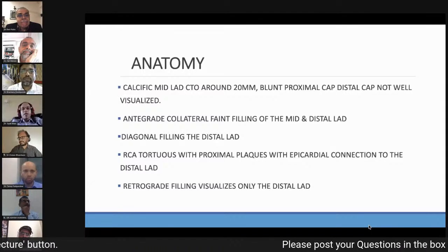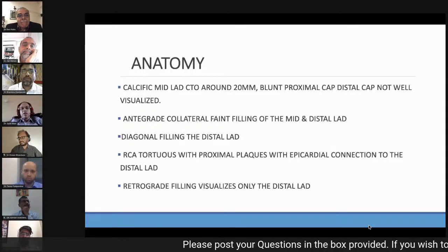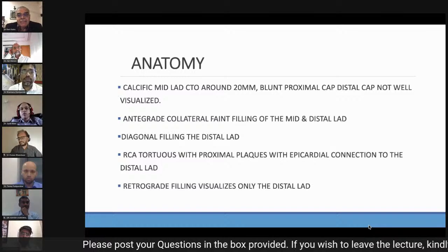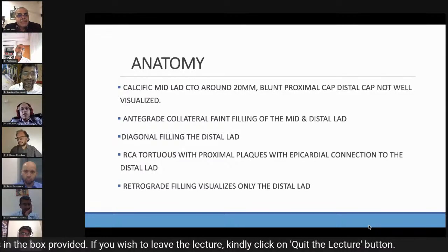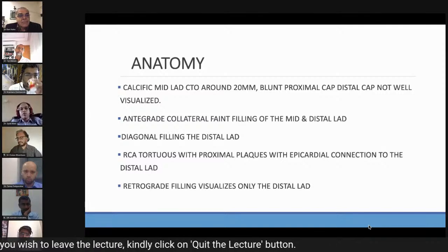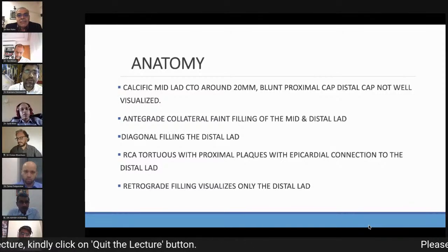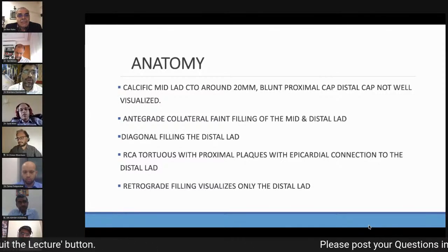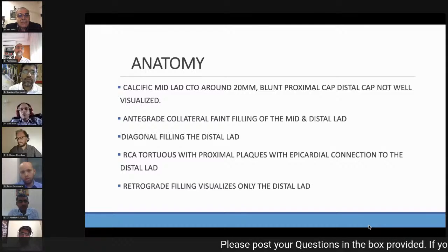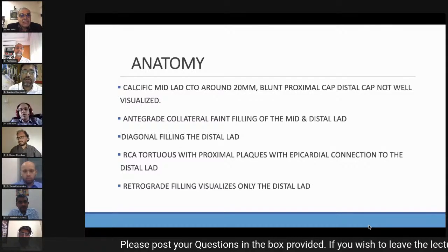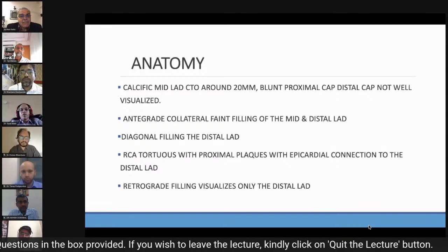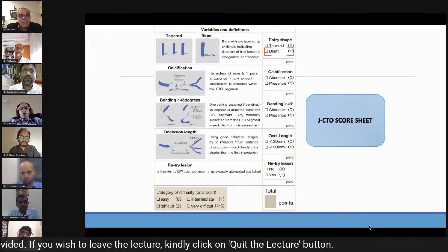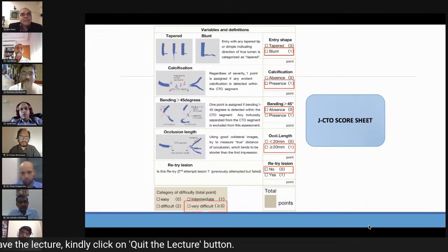So here the anatomy: there was a calcific mid-LAD CTO of around 20 millimeters, with a blunt proximal cap, the distal cap not really well visualized, and antegrade collateral filling of the mid and distal LAD. The diagonal was filling the distal LAD. The RCA was tortuous with proximal plaques, with an epicardial connection to the distal LAD. The retrograde filling was visualized only in the distal. So here the J-CTO score was 3.